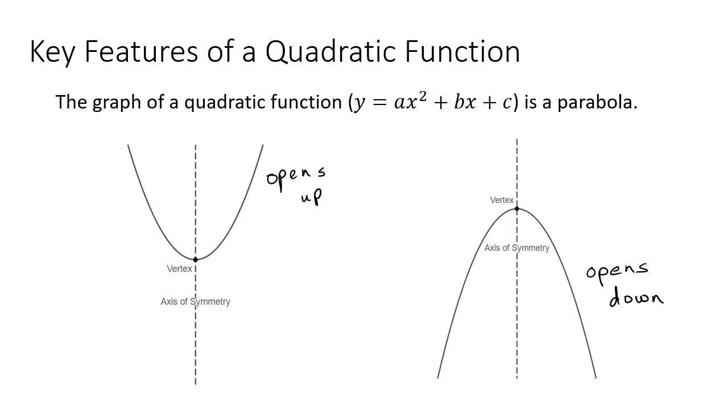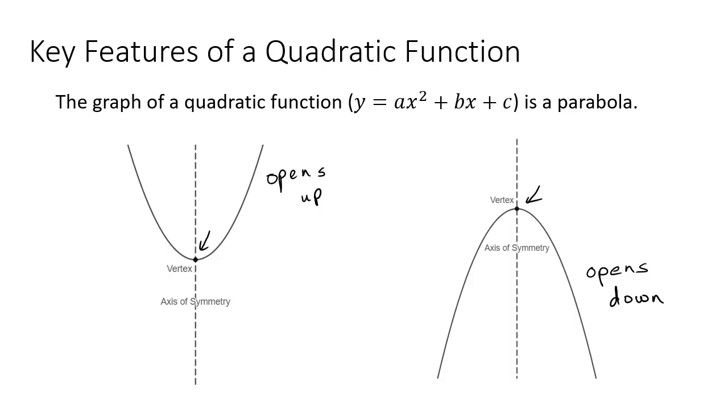Now the most important point on the graph of a parabola, and it's going to be the center of our graph when all is said and done, is of course the vertex. So we will be looking at formulas to help us figure out what the vertex of a quadratic function is based off of the equation.